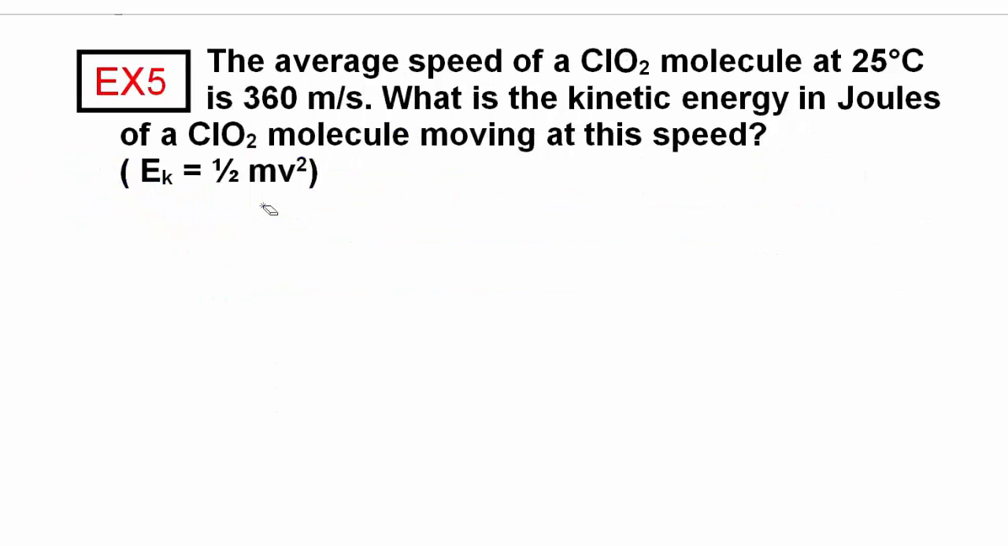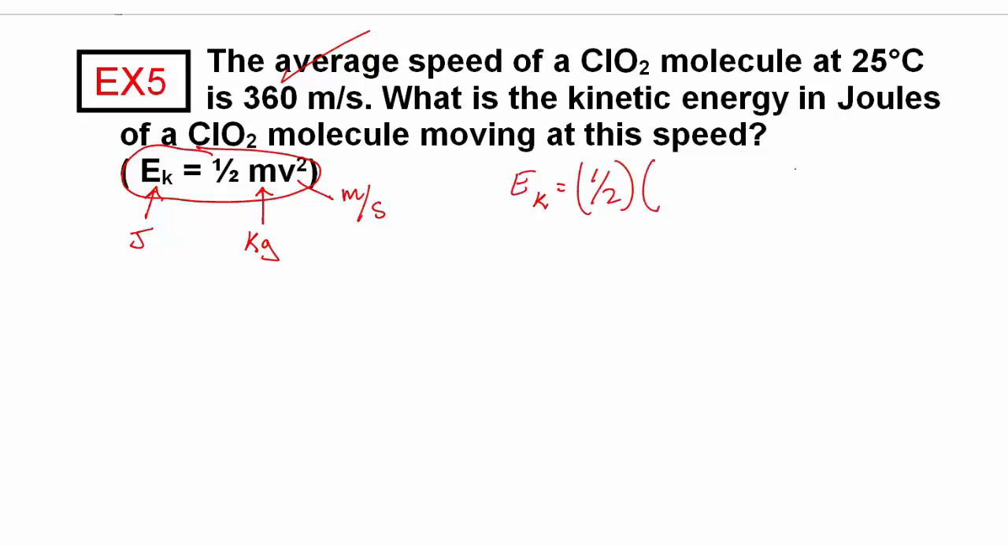The average speed of a chlorine dioxide molecule at 25 degrees Celsius is 360 meters per second. What is the kinetic energy in joules of a chlorine dioxide molecule moving at this speed? Okay. Remember what I said earlier. The kinetic energy will be in joules, the mass of the molecule has to be in kilograms, and the speed in meters per second. So we've got the speed. My kinetic energy is going to be 1/2 the mass of that molecule in kilograms times the speed squared, 360.